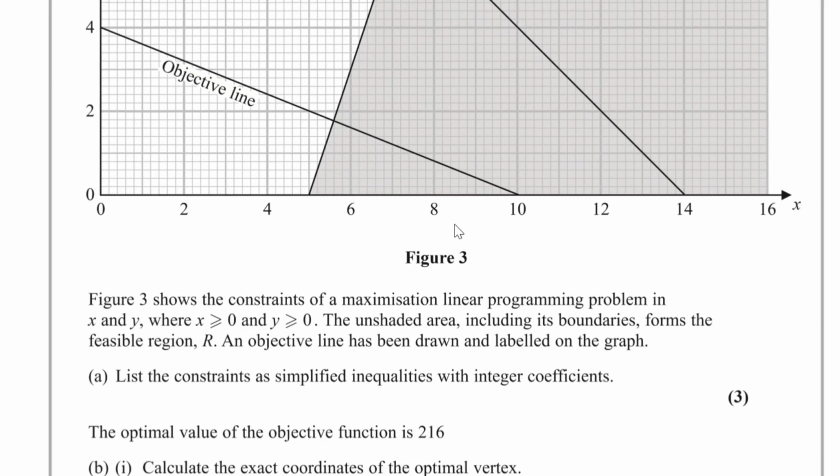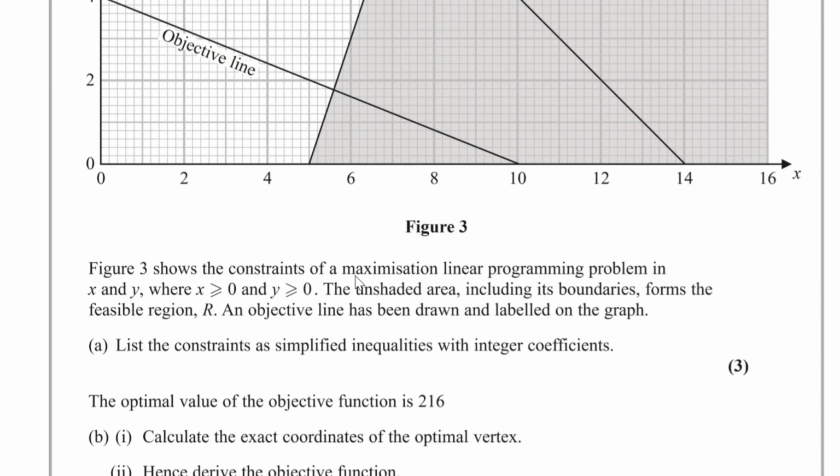Question number 4. Figure 3 shows the constraints of a maximization linear programming problem in x and y, where x is greater or equal to 0 and y is greater or equal to 0. The unshaded area, including its boundaries, forms the feasible region R. An objective line has been drawn and labelled on the graph. For part A, we have to list the constraints as simplified inequalities with integer coefficients.